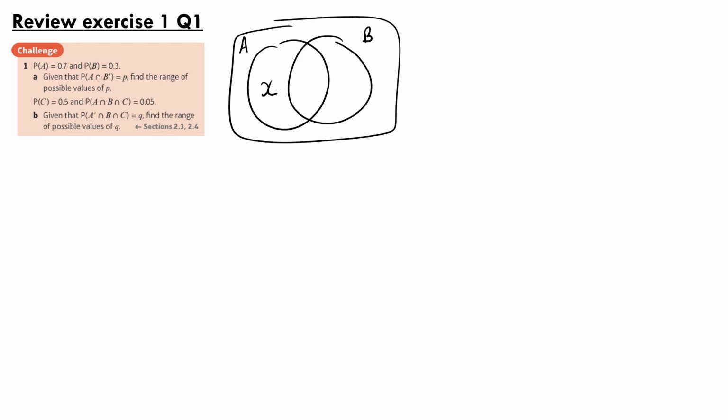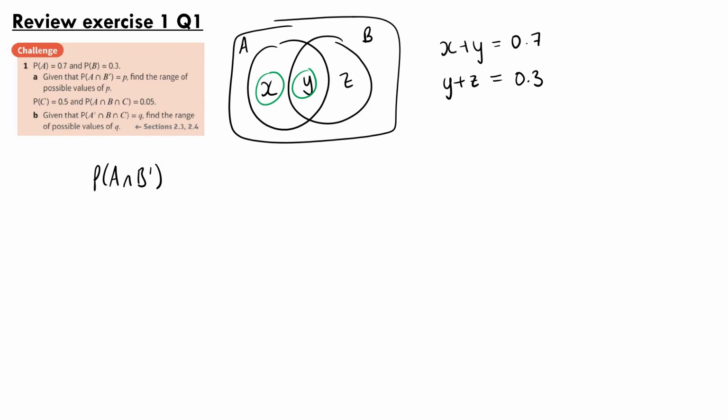The sum of x and y in this A circle is going to be 0.7, and the sum of y and z in this B circle is 0.3. So we've got x plus y being equal to 0.7 and y plus z being equal to 0.3. Now we want to find the probability of A intersection not B. So A is everything that's in this circle here, so x and y, and not B is everything outside of B. So it's going to be this x here and also the outside section. So what's in both of them, the intersection, is just the x then. So x is actually equal to p.